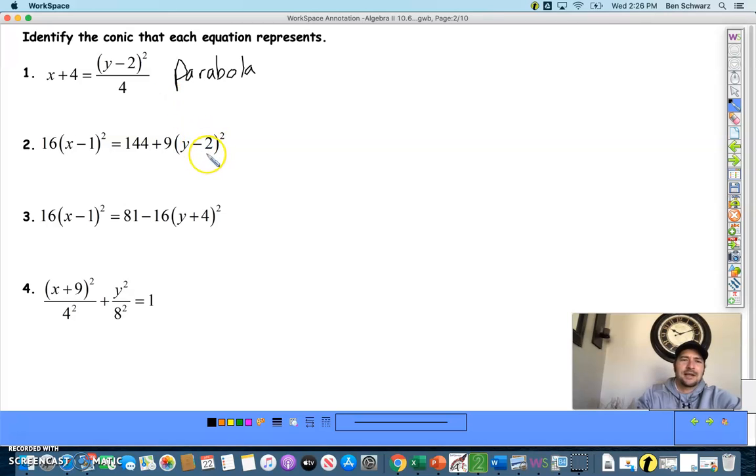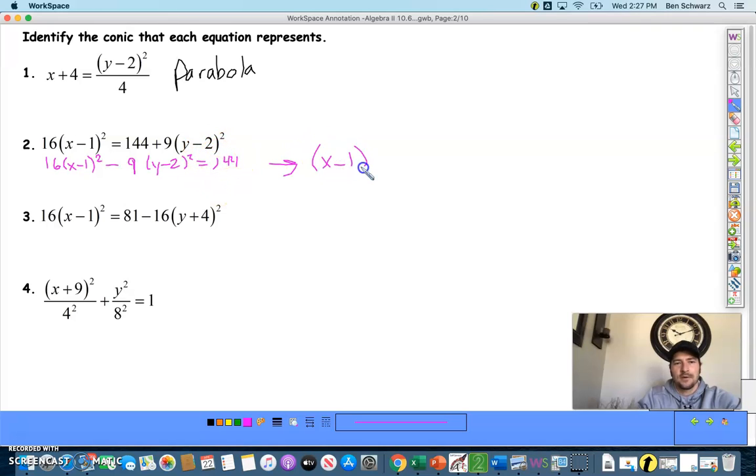But then let's get our x's and y's to one side, because in all the other equations, the x's and y's are on the same side. So if we simplify that and get the x's and the y's on the same side, we're going to have 16 times (x minus 1) squared, minus 9 times (y minus 2) squared, equals 144. Now, since we have the minus, that should be a dead giveaway. It's a hyperbola.